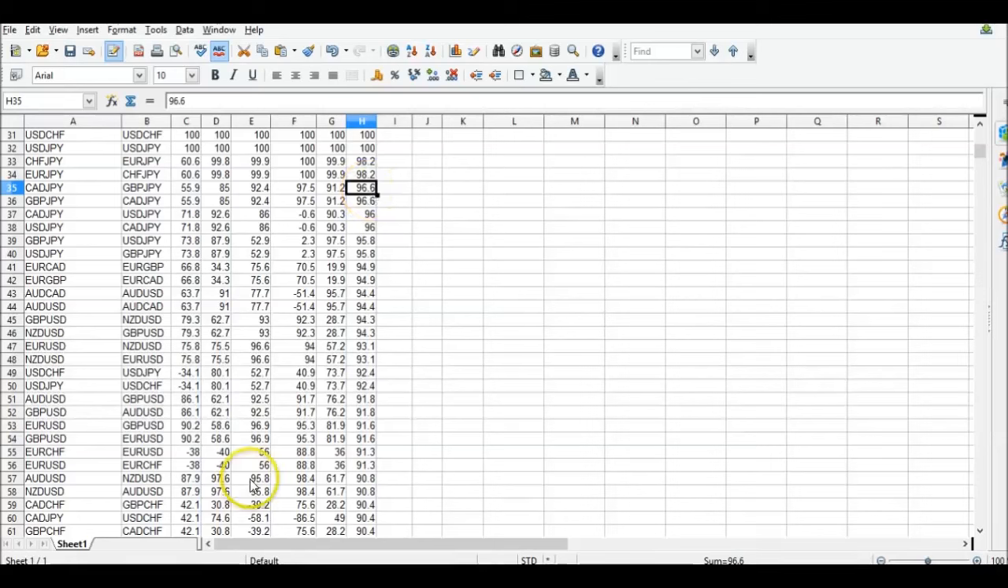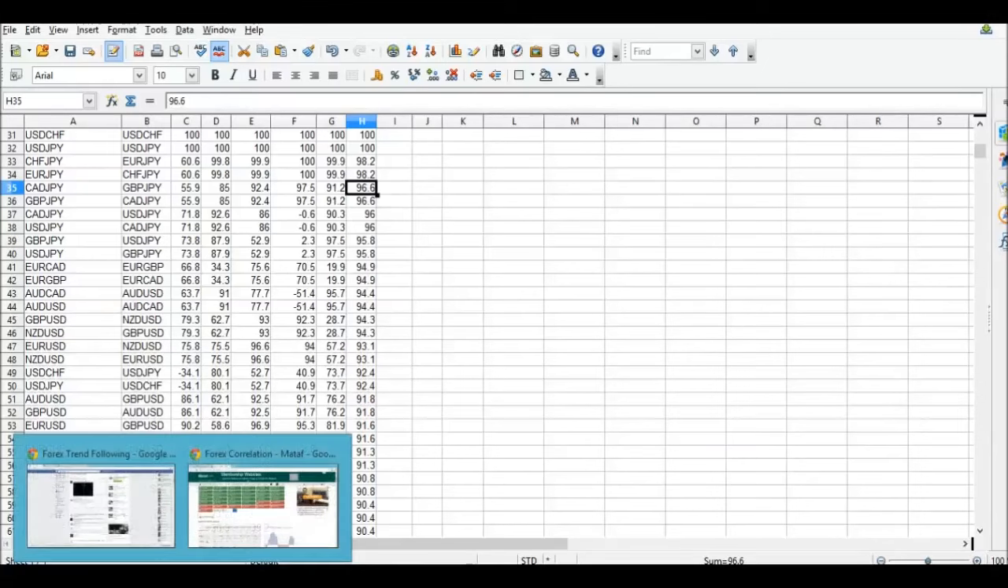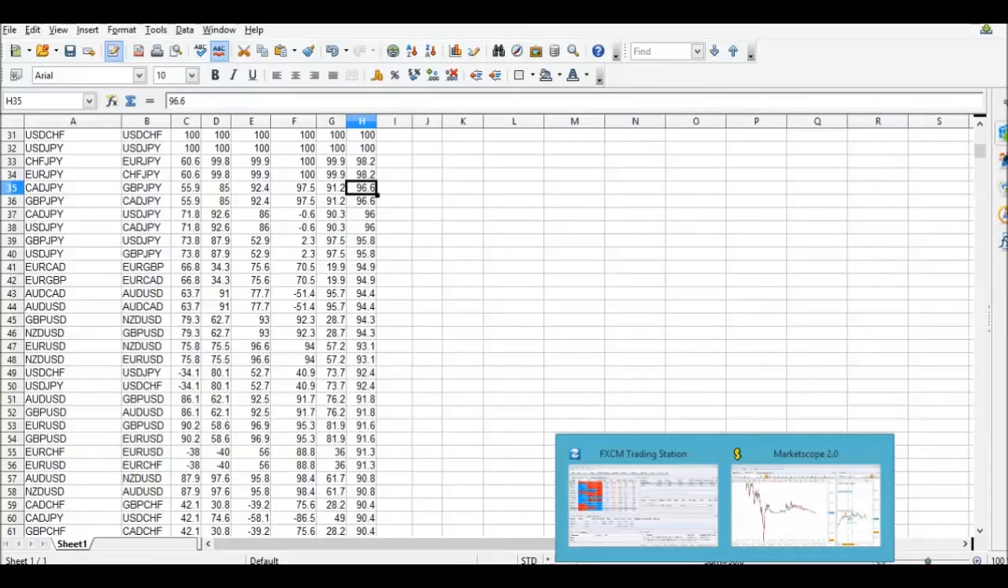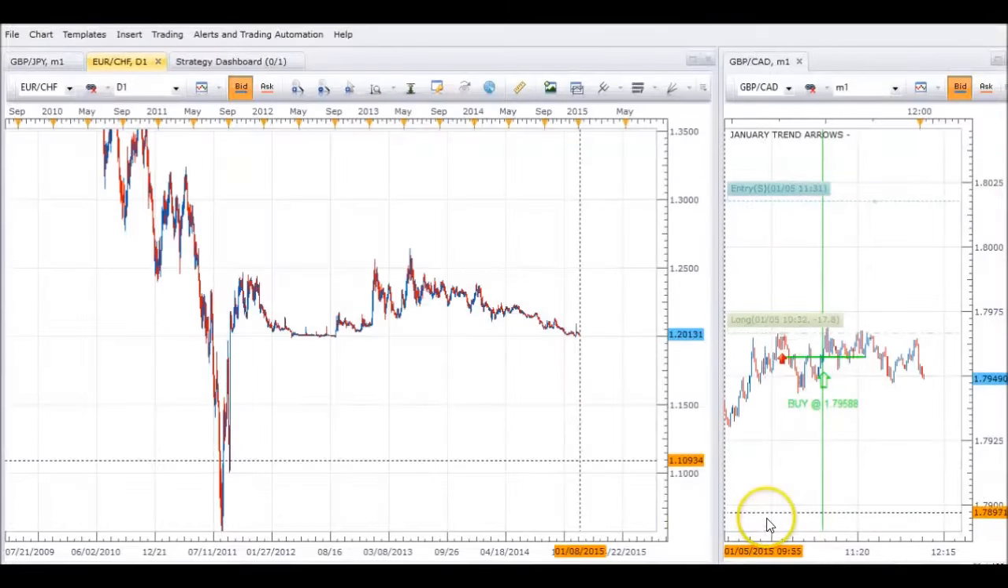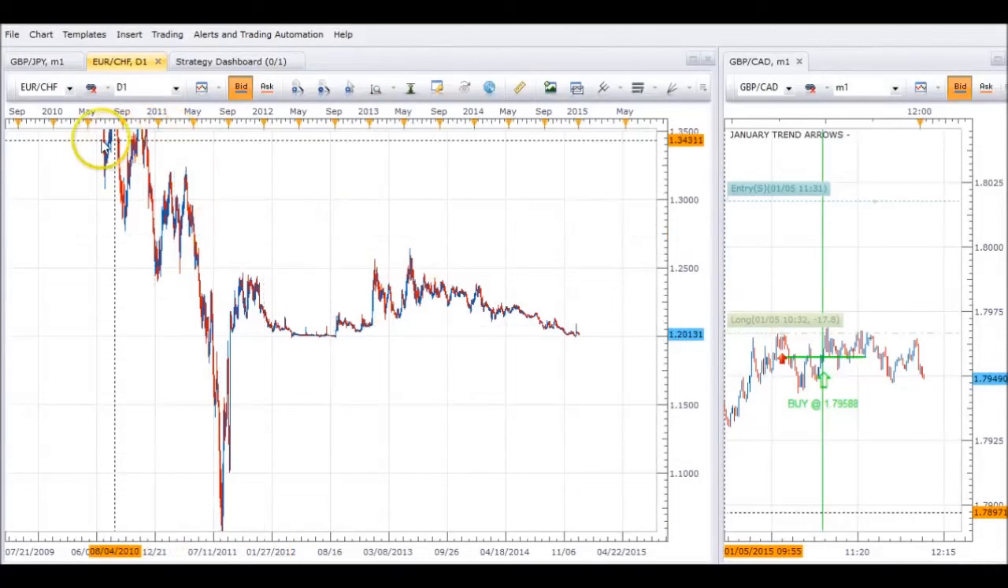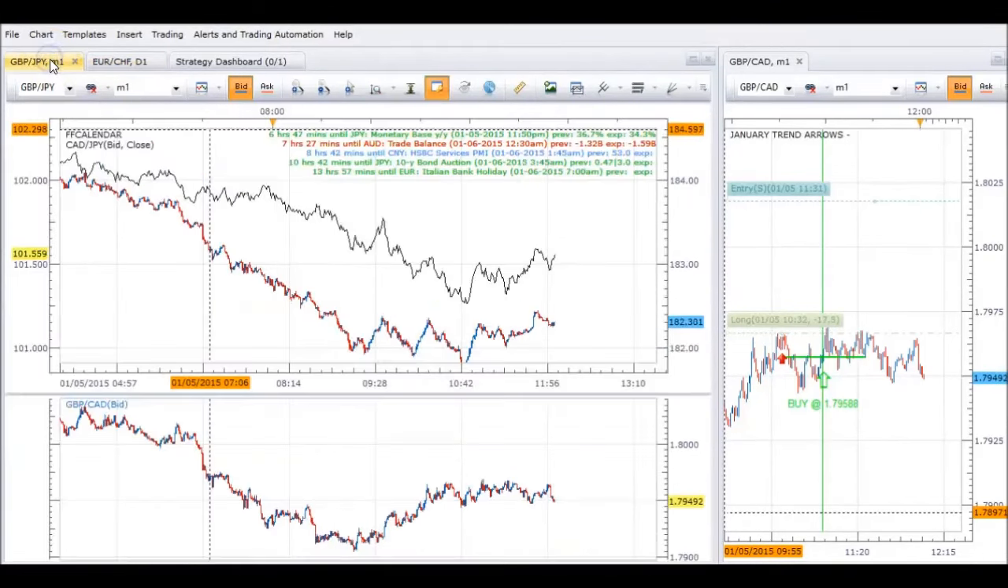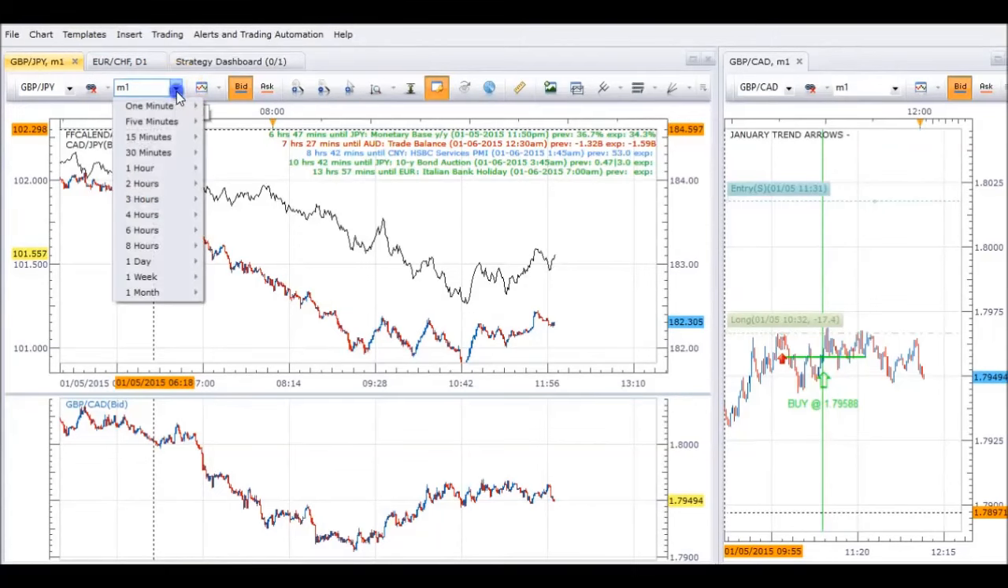Now I want to know more data. Before I do any correlation trading, I want to make sure that whatever pair I'm trading is correlated over the long term, because I don't want it to become uncoupled. Now, when a currency pair becomes uncoupled, you can get really screwed. I'll talk about that in a minute. But I'm going to go down here to the daily chart.